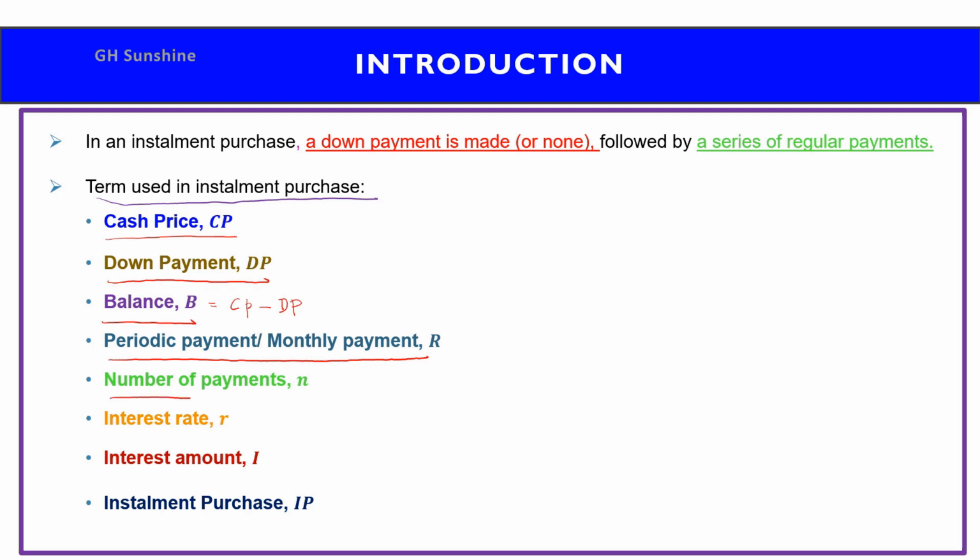Next is the number of payments, denoted by N. You calculate N as M times T. M always equals 12, as in the previous topic, when you compound monthly. Next term is the interest rate, given in percentage form. Next, interest amount, denoted by I. As I stated earlier, there are two different methods to calculate the interest amount, which are the flat rate or reducing balance method. And the last one, installment purchase, denoted by IP.